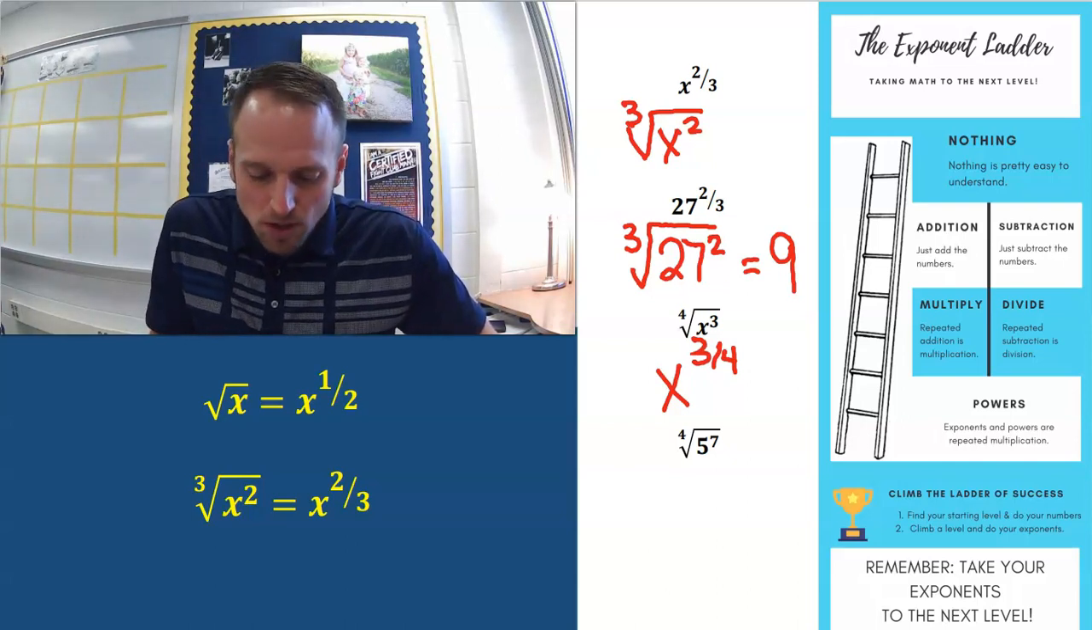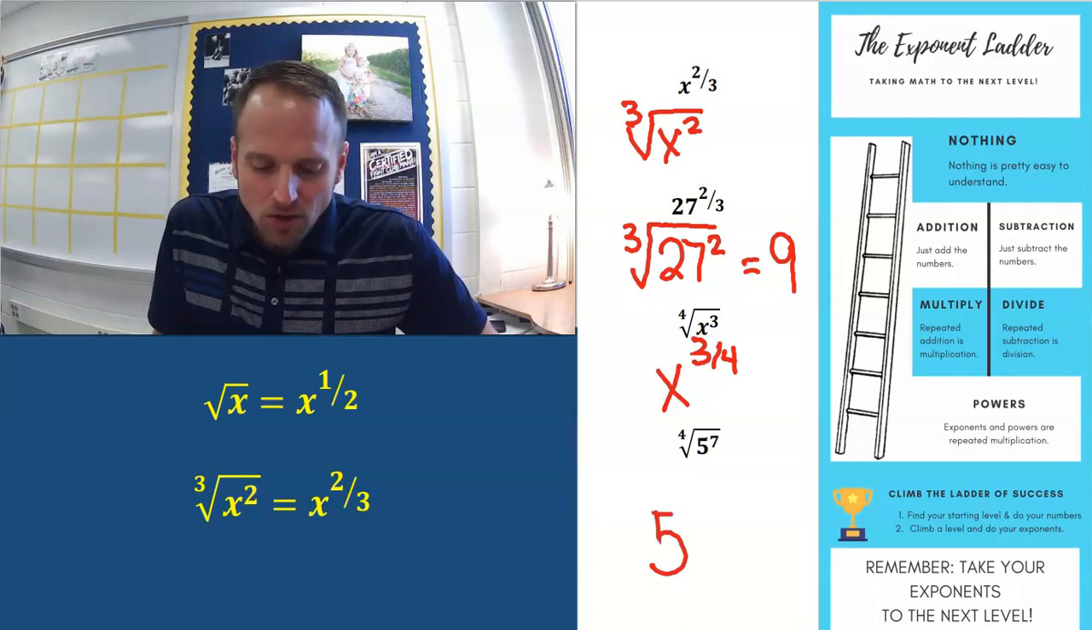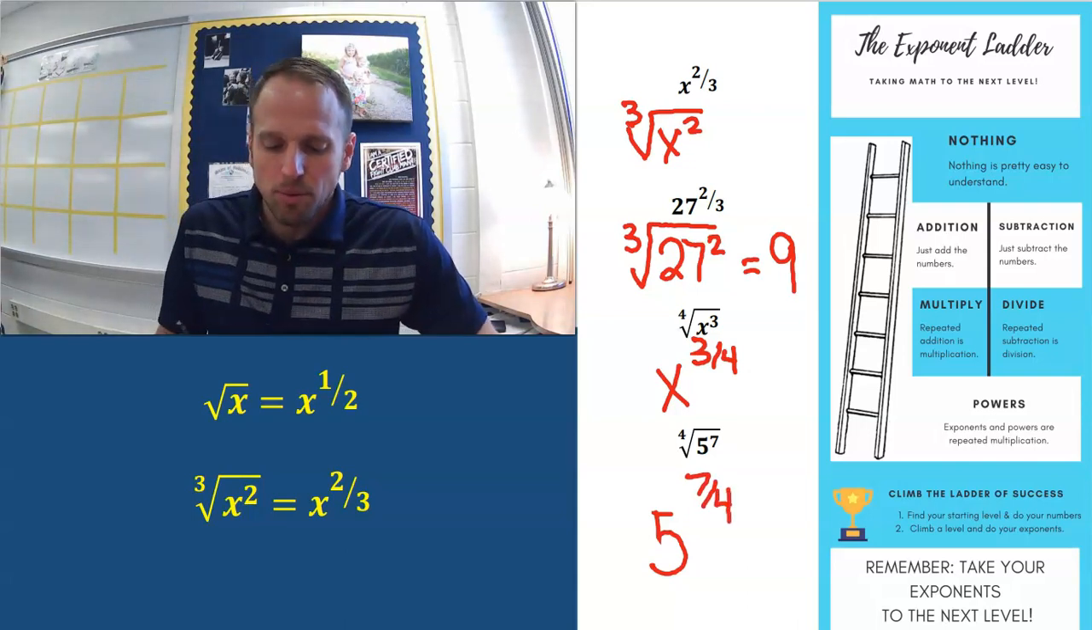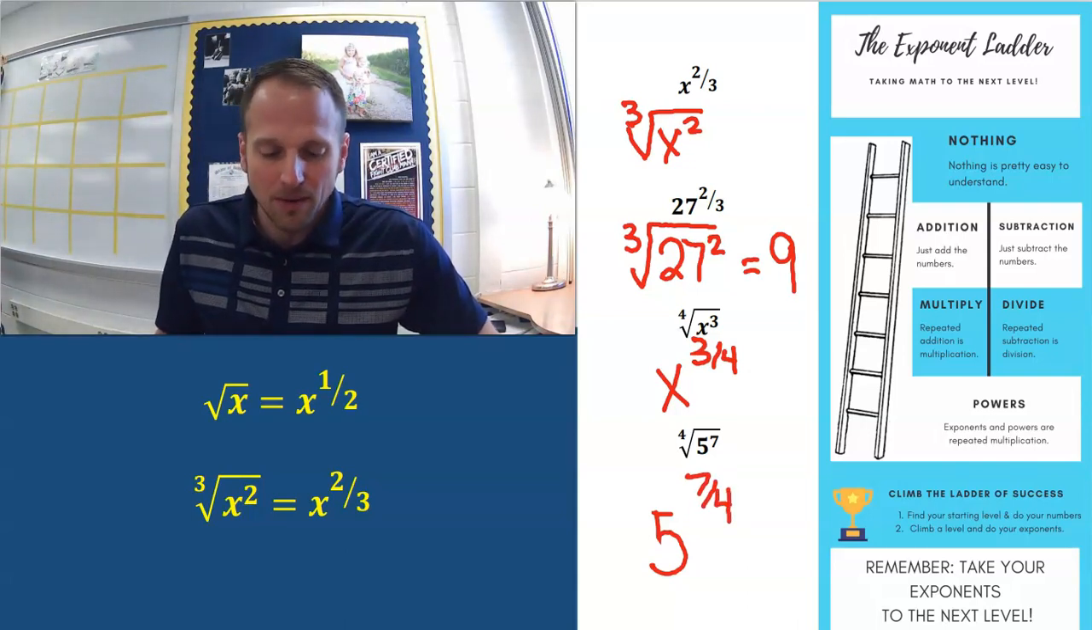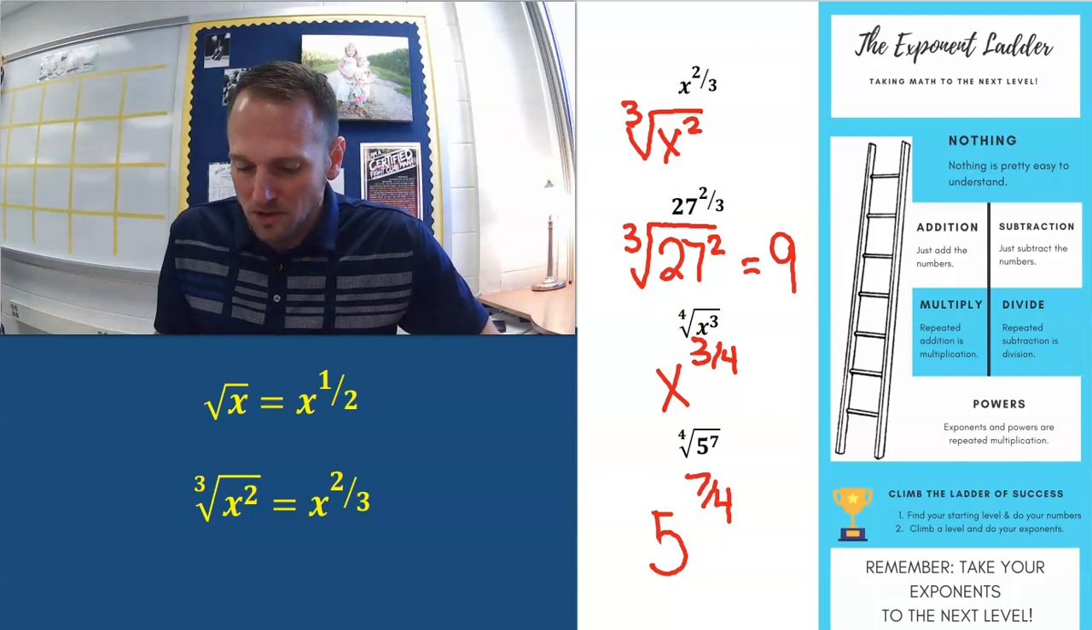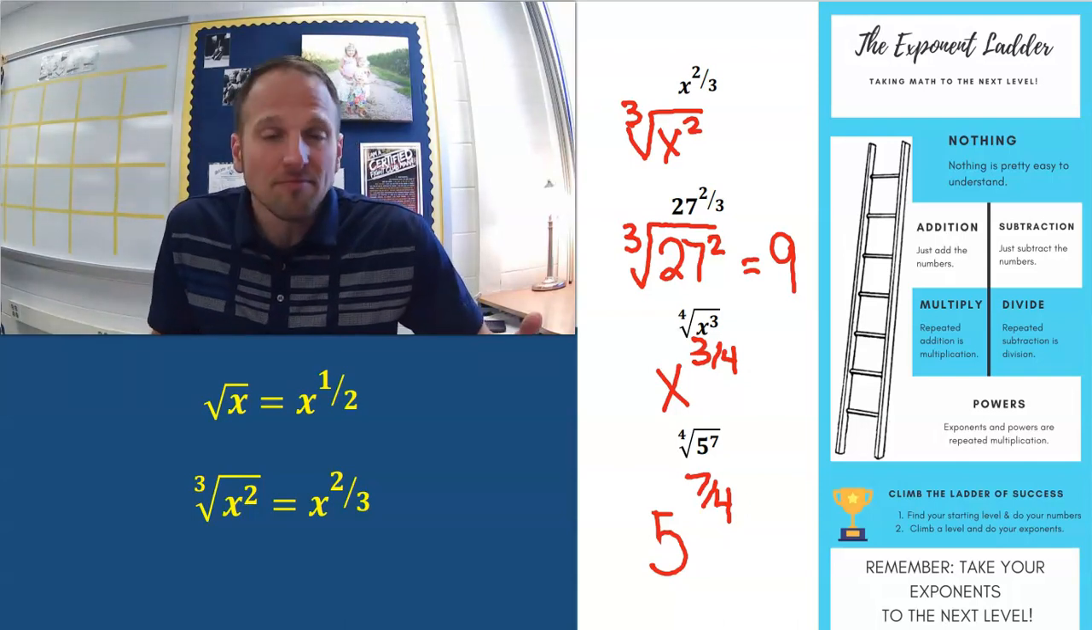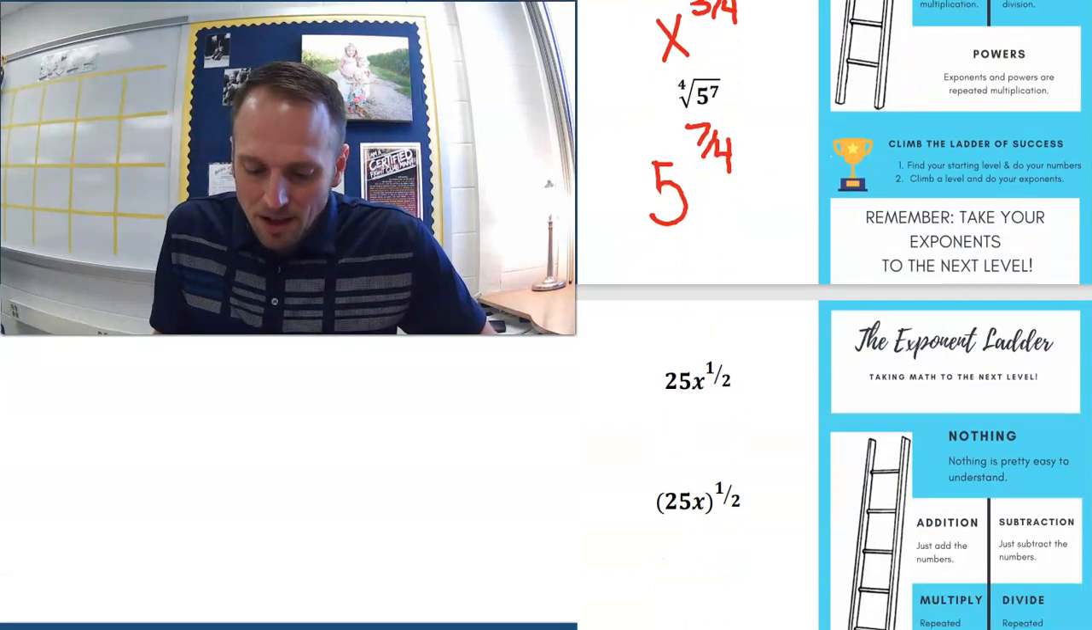Let's look at this next one. How would we rewrite this using exponents? This is going to be 5 to the 7/4 power. I have no idea what that's going to be, but that's how we would write it.